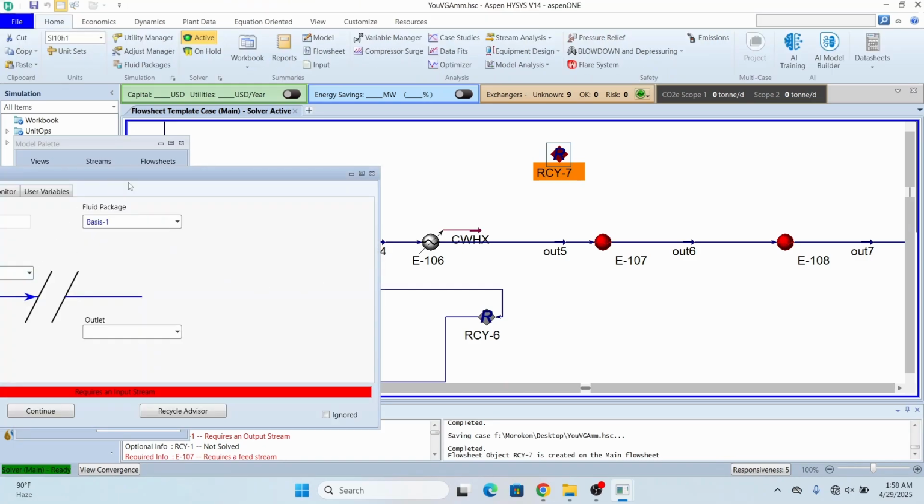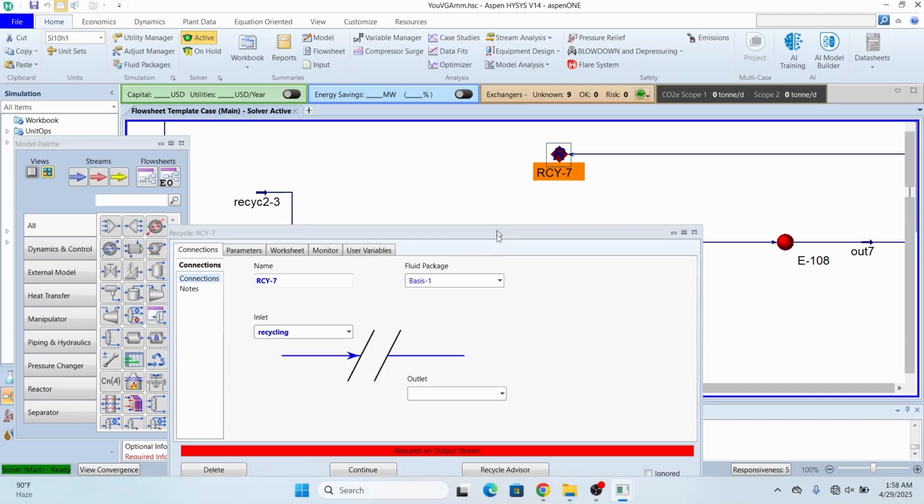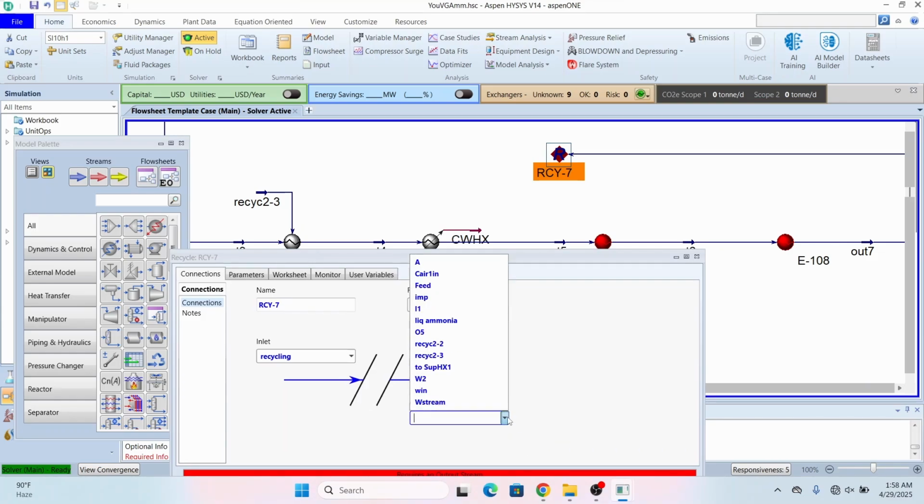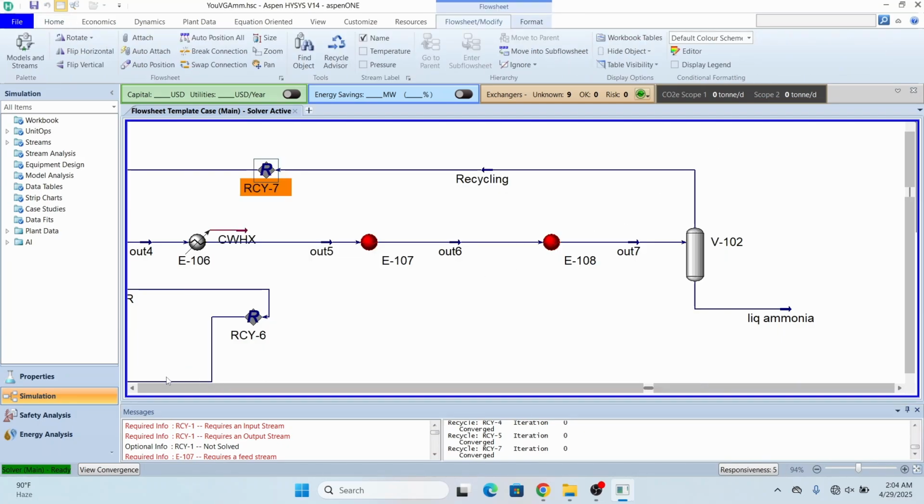So its inlet is recycling, and its outlet will be recycle to 3. So now you can see that this recycle stream is also converged.